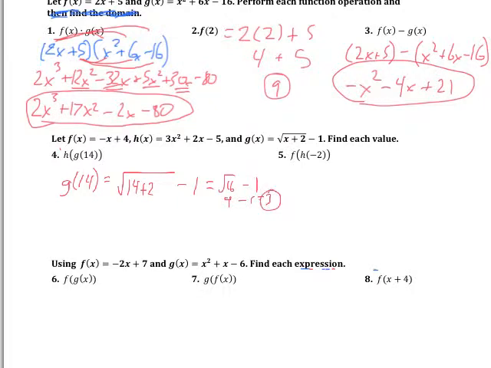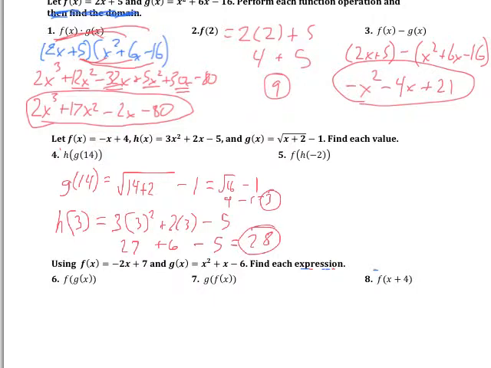Now I take the number 3 and I put it into the h function. So h of 3 means I need to do 3 times 3 squared plus 2 times 3 minus 5. So that's 27 plus 6 and minus 5, that should come out to be a final answer of 28.